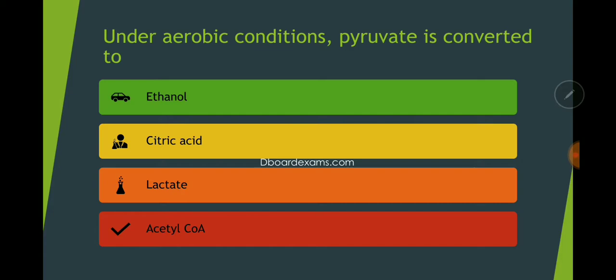How about this question? Under aerobic conditions, pyruvate is converted to what? Aerobic, not anaerobic, so make sure you pay attention to the words. Is it converted to ethanol, citric acid, lactate, or acetyl-CoA? Here acetyl-CoA is already checked, so here's the answer: acetyl-CoA is what is produced with aerobic conditions and enough oxygen supply.